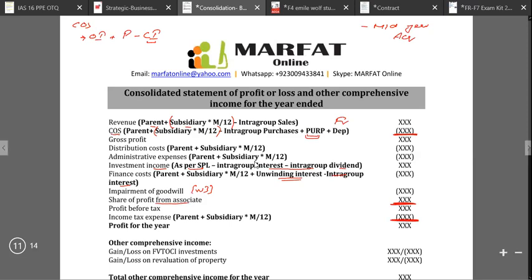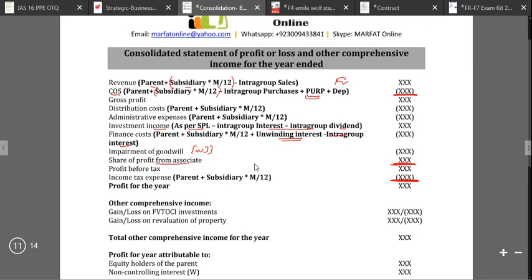So now the next step is the other comprehensive income, which contains the gain or loss on fair value through other comprehensive income investments and gain or loss on revaluation, and then it gives you the total comprehensive income for the year.